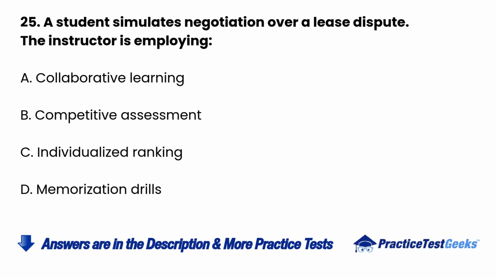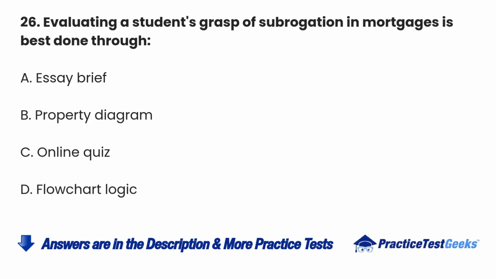25. A student simulates negotiation over a lease dispute. The instructor is employing A. Collaborative learning. B. Competitive assessment. C. Individualized ranking. D. Memorization drills.